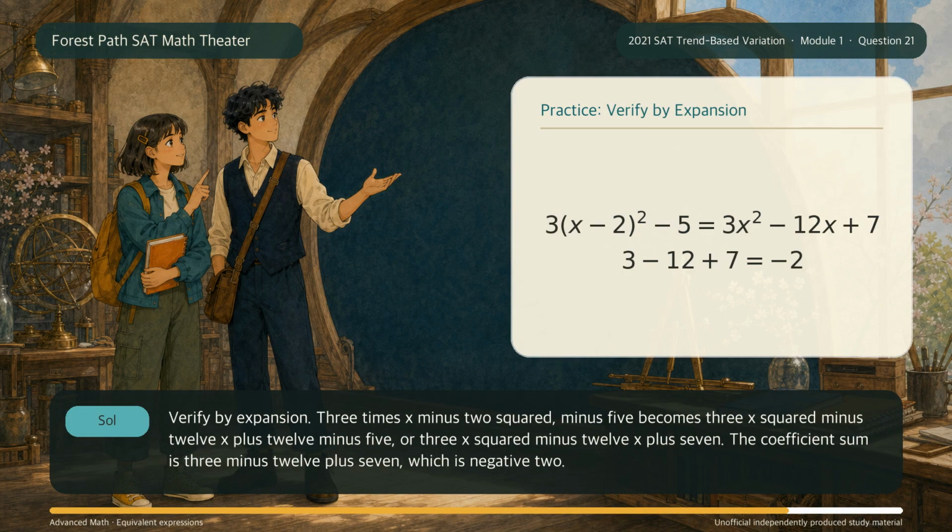Verify by expansion. 3 times x minus 2 squared minus 5 becomes 3x squared minus 12x plus 12 minus 5, or 3x squared minus 12x plus 7. The coefficient sum is 3 minus 12 plus 7, which is negative 2.